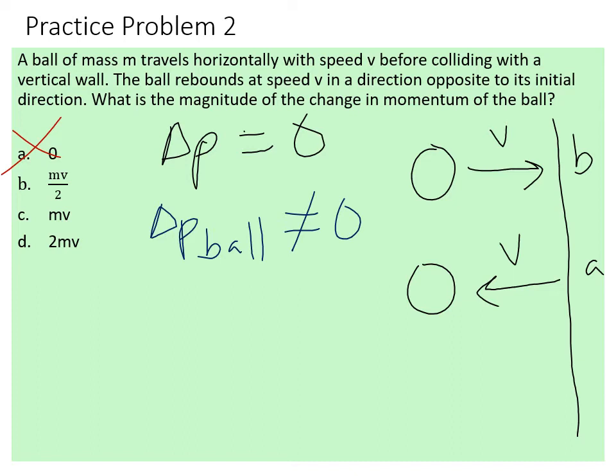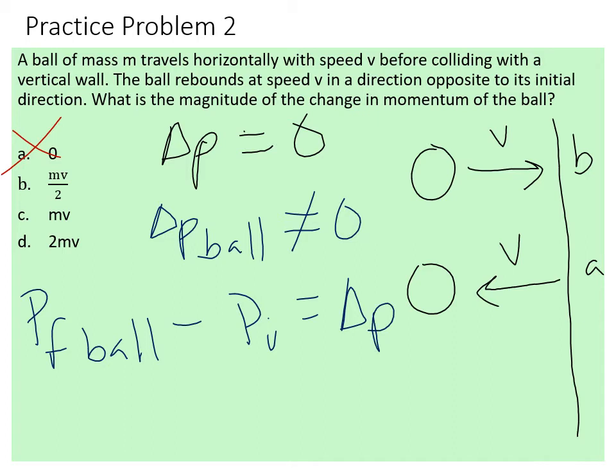Okay, so we will get P final for the ball minus the ball's initial momentum, and this will equal our non-zero delta P. And the key to this is remembering that momentum is a vector. So I'm going to choose this direction to be positive, and I'm going to choose the left direction to be negative. Okay, and the ball has mass m.